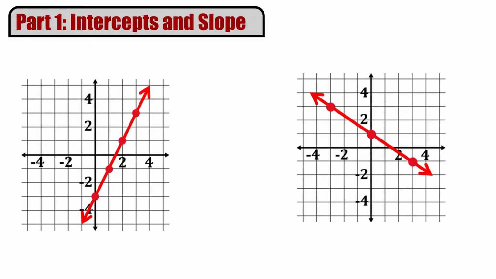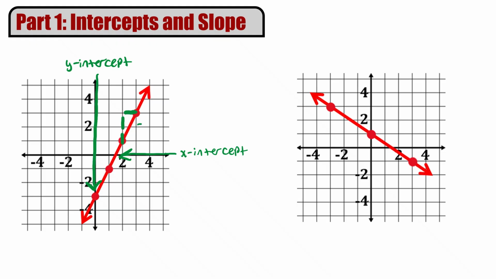Now let's look at some graphs to actually see intercepts and slope in action. On the graph on the left, we have a line with a positive slope, that means it goes up as we move left to right. First, notice where the line crosses the y-axis. Right here, this is the y-intercept. This point always has an x value of 0. Next, look at where the line crosses the x-axis. That point is called the x-intercept, and its y value is always 0.